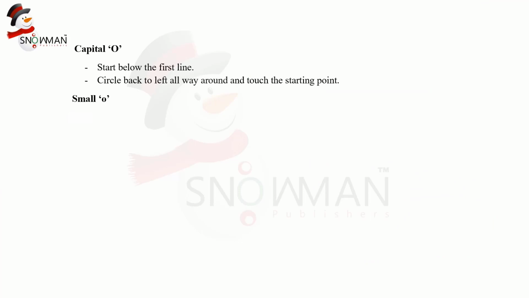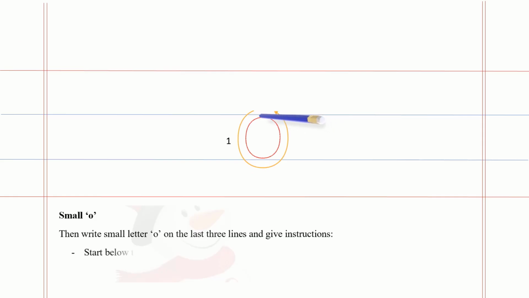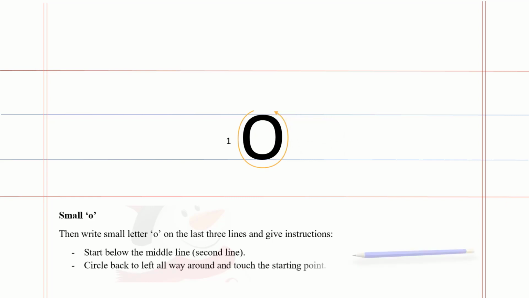Small o. Write small letter O on the last 3 lines and give instructions. Start below the middle line, second line. Circle back to left all the way around and touch the starting point.